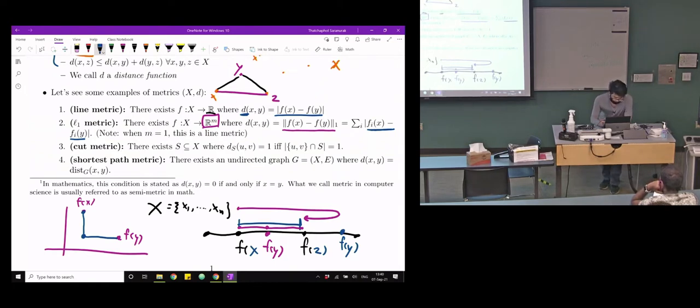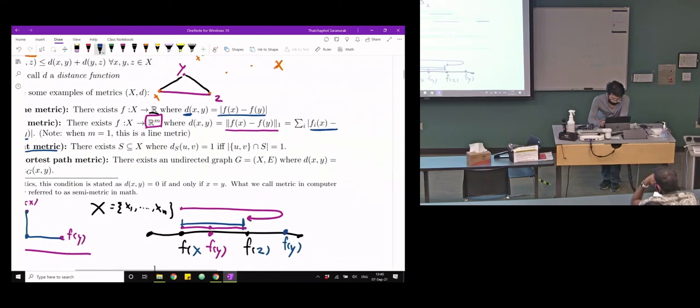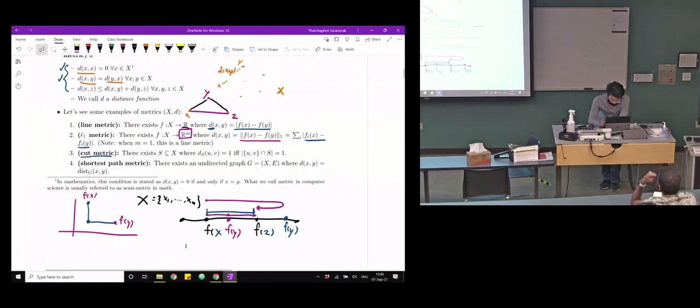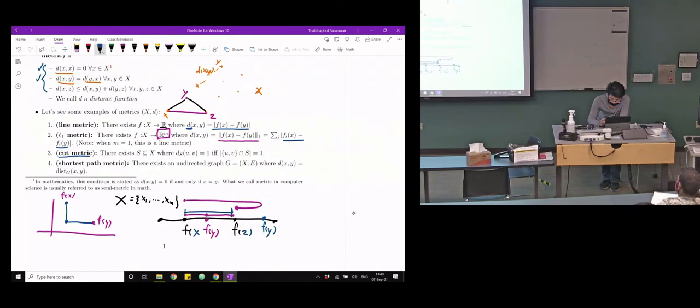And the cut metric is just another example. So how do I define the cut metric? It's like this. Let's say that you have a set X, and then let's say I fix a set S in X.